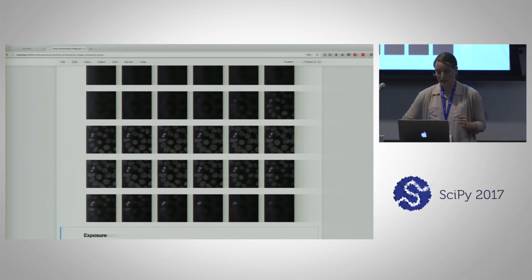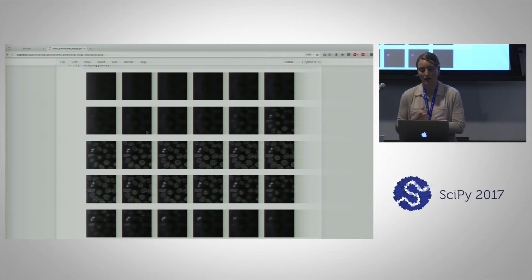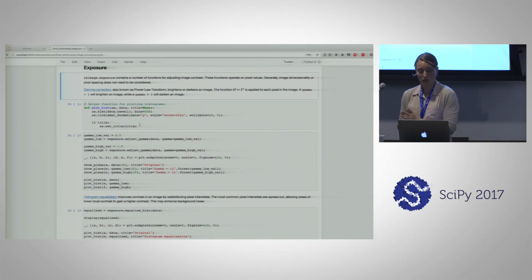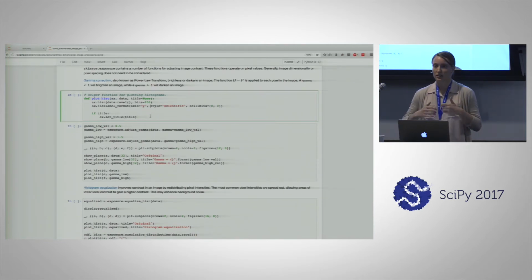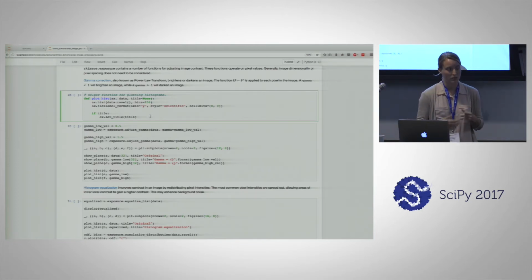So we'll notice that the contrast of this image is quite low. The cells appear very dim against a dark background. And what we want to do is try to make those cells really pop, make them a lot brighter. The scikit-image exposure module contains a number of functions for enhancing the image contrast. These operate on pixel values and generally do not care about the shape or the spacing of the image.